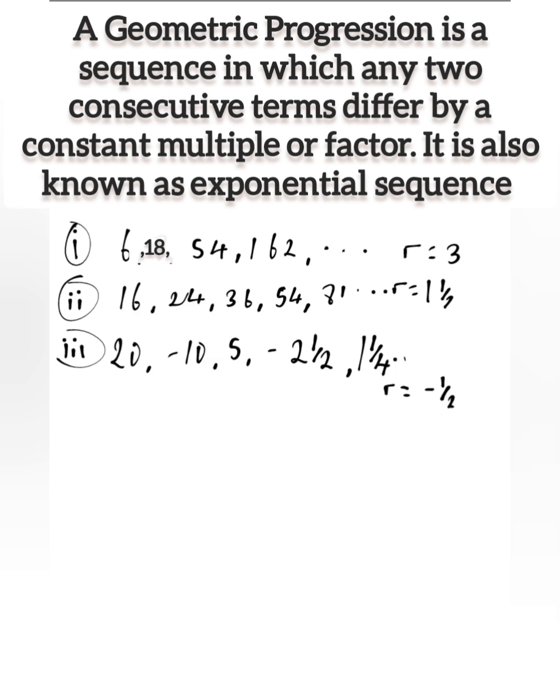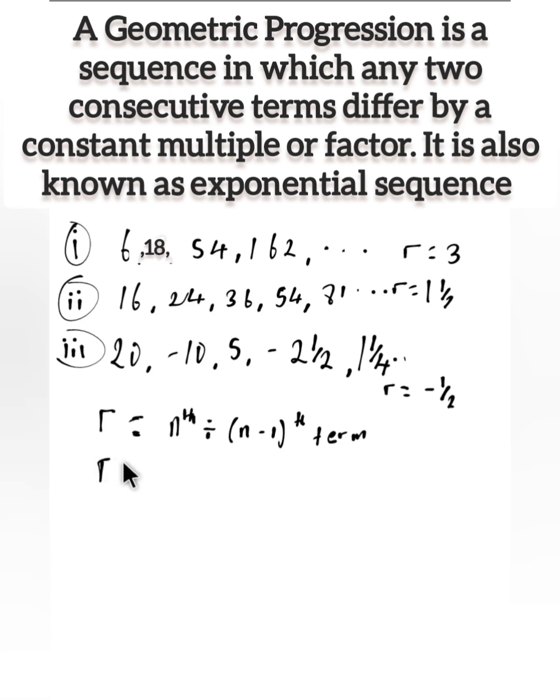So in a geometric progression, the numbers are either increasing or decreasing, but by a multiple, a factor. Now, one thing we must understand in geometric progression is the common ratio. The common ratio is given by the division of any two consecutive terms. The common ratio is equal to the nth term divided by the (n minus 1)th term.